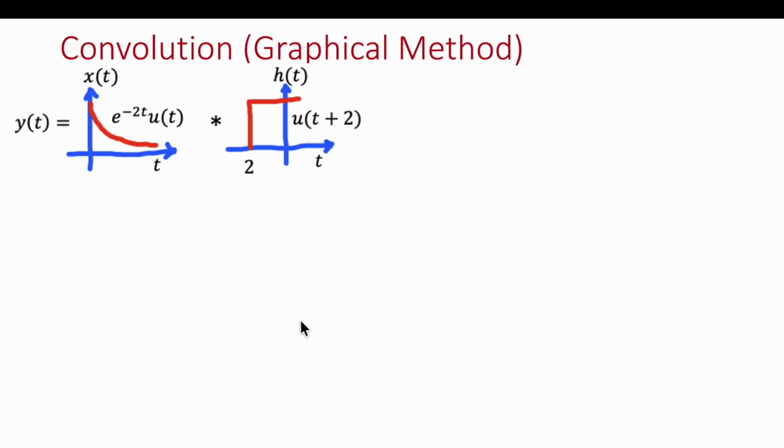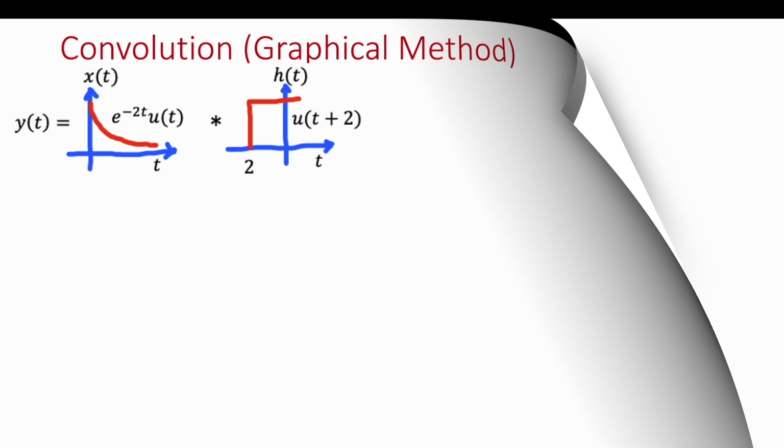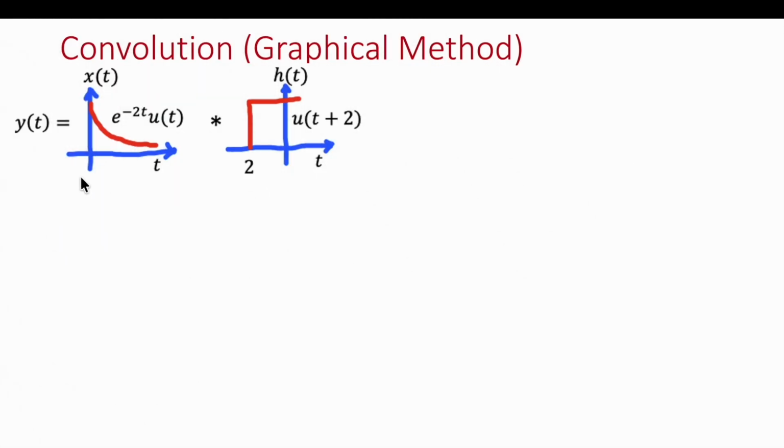In this video, we will discuss the graphical method for the convolution. So we have an example for that. For example, if a signal y of t is equal to x of t convolved with h of t, and x of t is the input, which is the exponential e to the minus 2t u of t, and h of t is the impulse response, which is the unit step u of t plus 2.